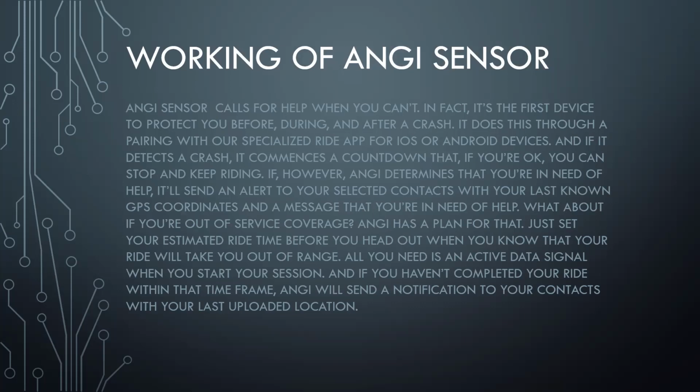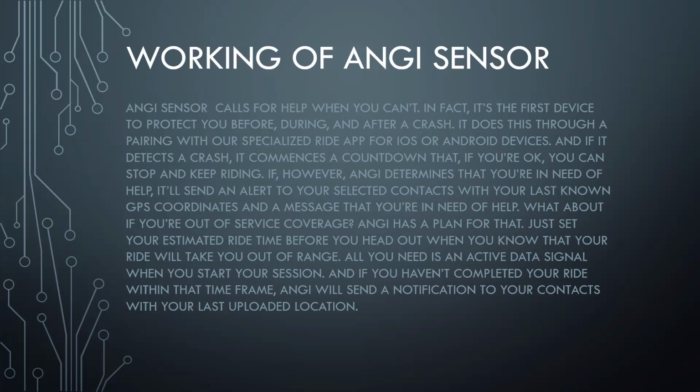What if you are out of service range? ANGI has a plan for that: just estimate the right time before you head out, when you know that your ride will take you out of range. All you need is an active data signal when you start your session. If you haven't completed your ride within the time frame, ANGI will send a notification to your contacts with your last uploaded location.